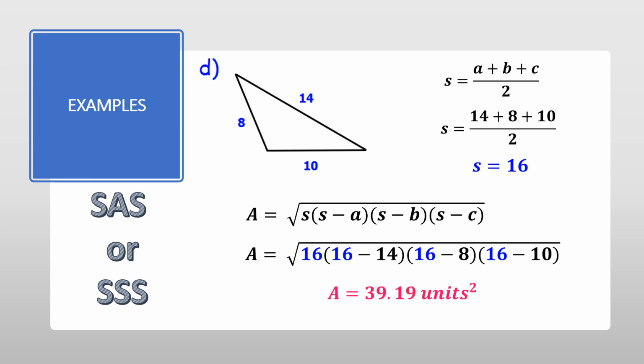Rounding to the hundredths place, we get an area of 39.19 units squared. Again, units of measure weren't given, so we put the U or the word units. And it is area, so it has to be squared.